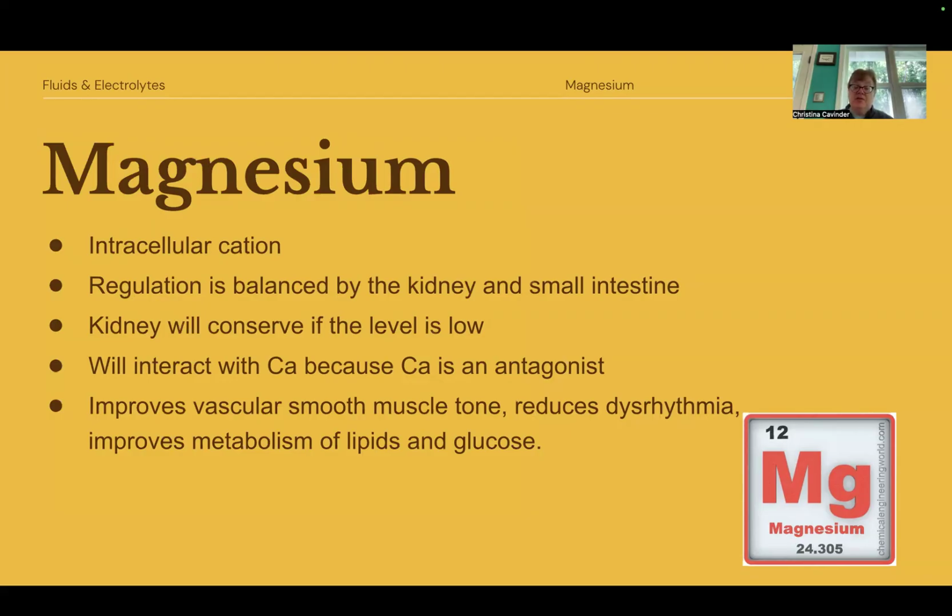It improves vascular smooth muscle tone, and it reduces dysrhythmia. And why does it reduce dysrhythmia? Because it is blocking the calcium level. It improves metabolism of lipids and glucose. So magnesium, you hear about it more and more nowadays because of its ability to help you sleep.